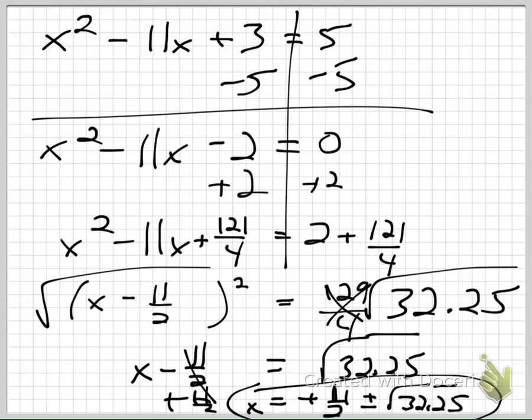Now, if I asked you to do this, you got to do it, right? What is 11 halves? That's 5.5. If we're going to start doing decimals, that's fine. 5.5. So now we go, okay, x equals 5.5 plus or minus, what is the square root of 32.25? What is it? 5.7. So 5.5 plus 5.7 is 11.2. 5.5 minus 5.7 is negative 0.2. You know what the book says the answer is? Negative 0.2 and 11.2.